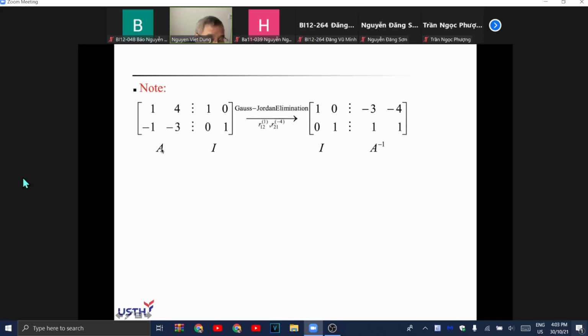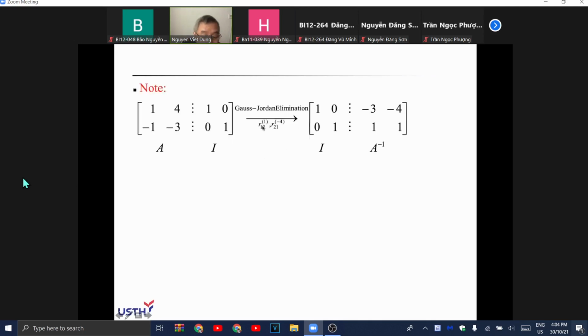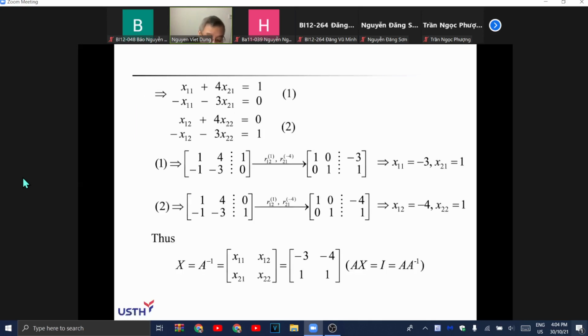The coefficient matrix A is here. Now we write down the identity, and we apply exactly the Gauss-Jordan elimination as in the previous example. If we look at here, we apply the same operations, and the first part now becomes the identity, and the second part now becomes that one. That one is exactly A inverse. You can see it's A inverse.